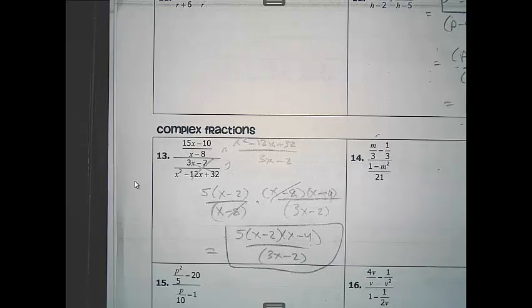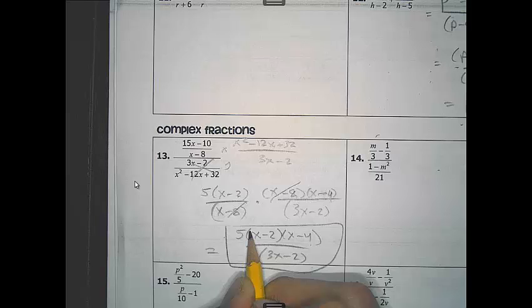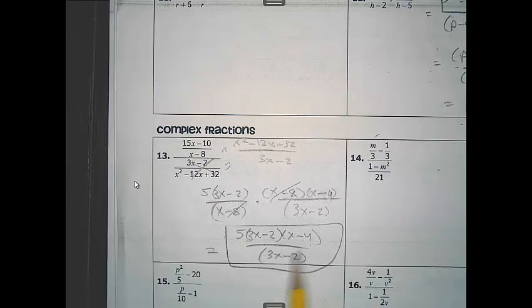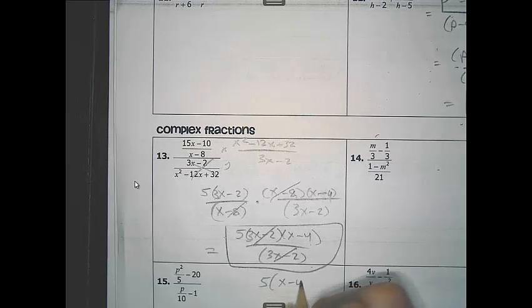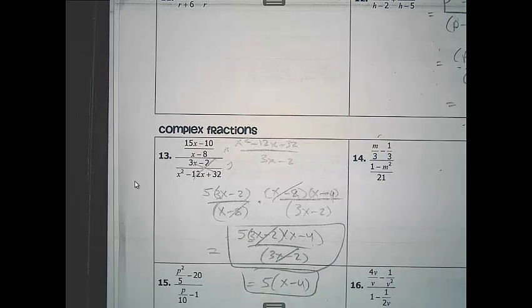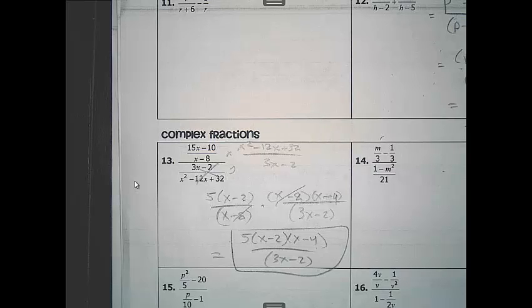And I did make a mistake on this problem, so I'm editing this part. I forgot a 3 right here. And if there's a 3 right here, then this does cancel as well. So I'm left with my final answer of 5 times x minus 4. So my mistake, I missed the number there, and that was a big mistake. Please forgive me.